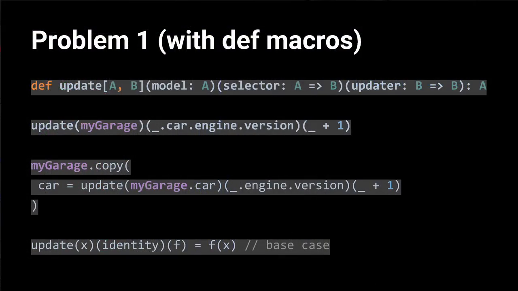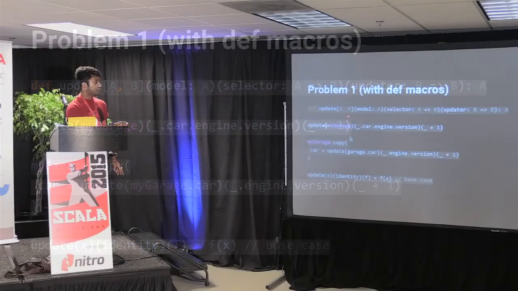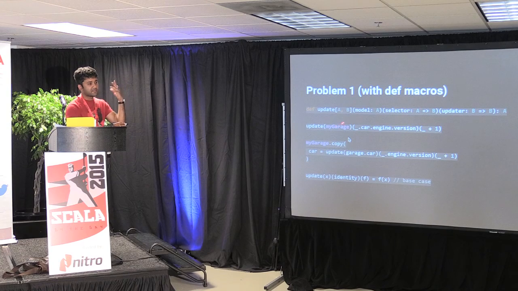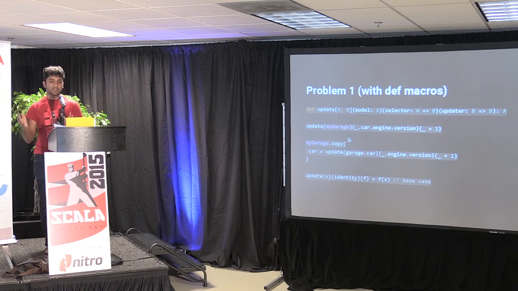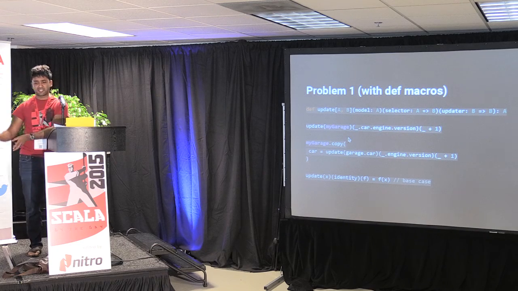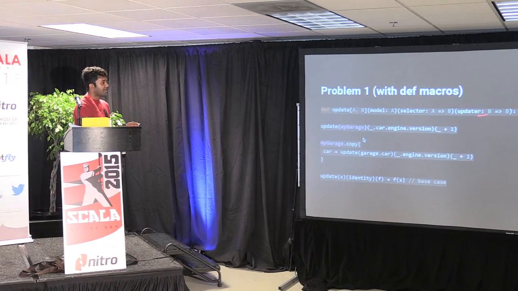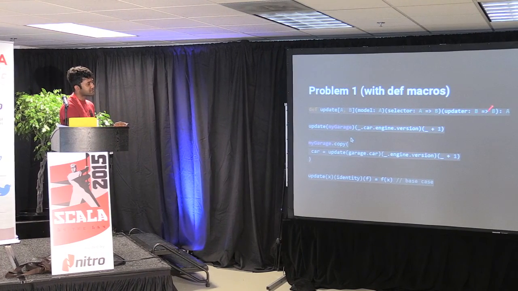We can do much, much better. So for the first example, imagine you had something like this, an update function. The update function has 2 types, A and B, as type parameters. It takes in an original model, so in this case, your garage. It takes in a selector from A to B, so from garage to version. The selector basically says, given a garage, how do I get to the version of the engine of the car inside the garage? That's all it is. An updater says, OK, if you get the version, what do you want to do with it? I want to update it to some new version. And you want to get back a new A. So that's all this is, update.